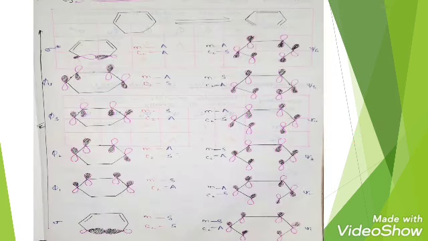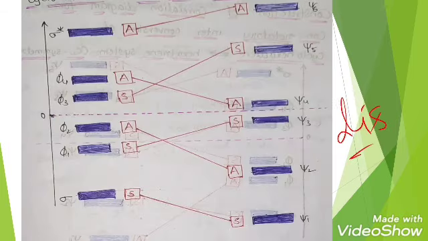According to the mirror plane, in cyclohexadiene, the sigma is symmetric, pi 1 is symmetric, pi 2 is anti-symmetric, pi 3 is symmetric, pi 4 is anti-symmetric, sigma star is also anti-symmetric, which is written here.